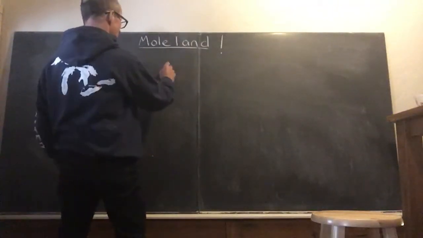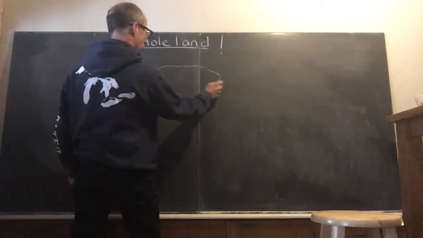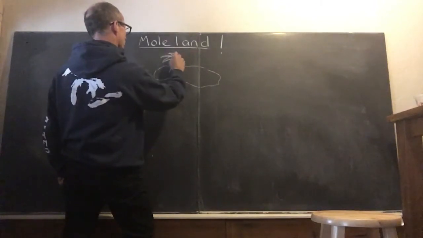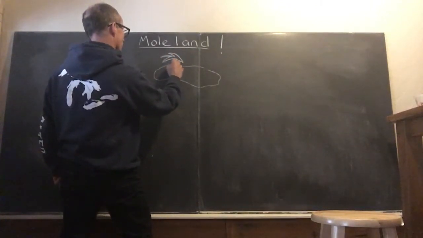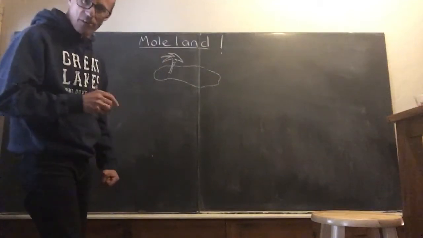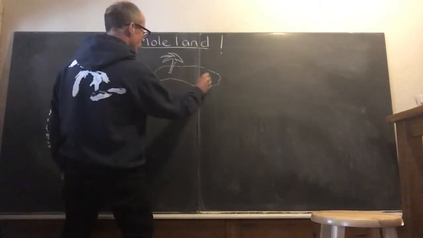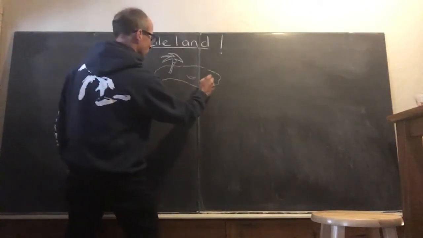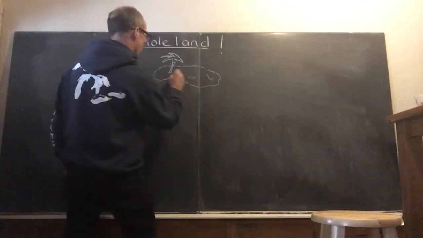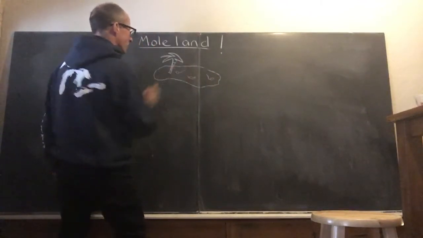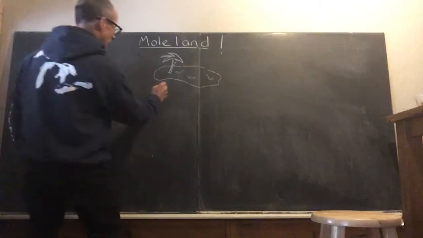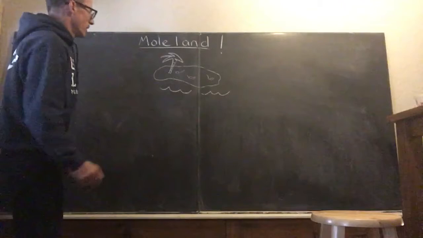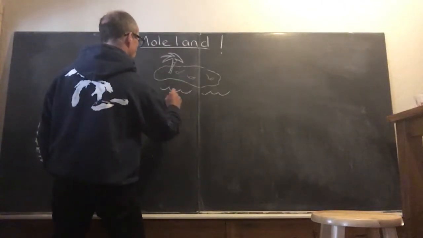Moleland is going to be in the very middle, and it is a beautiful place where there are palm trees. There's one there. I'm not the greatest artist, so bear with me. And of course, we've got little moles. So there's a mole, there's another one, and these moles, they love Moleland. Again, it's a little paradise. There's lots of water around. This is Moleland here, so we'll label this.